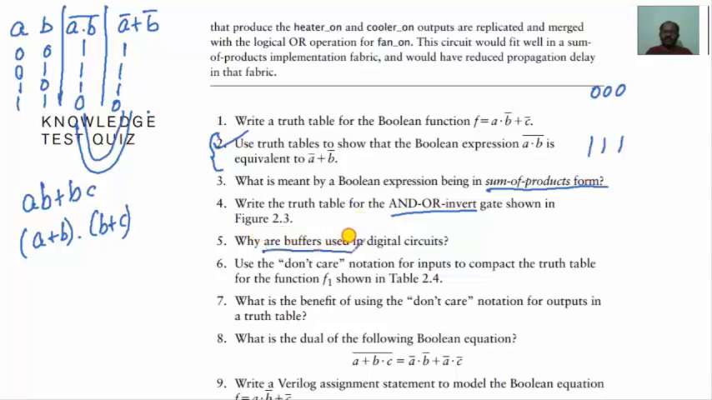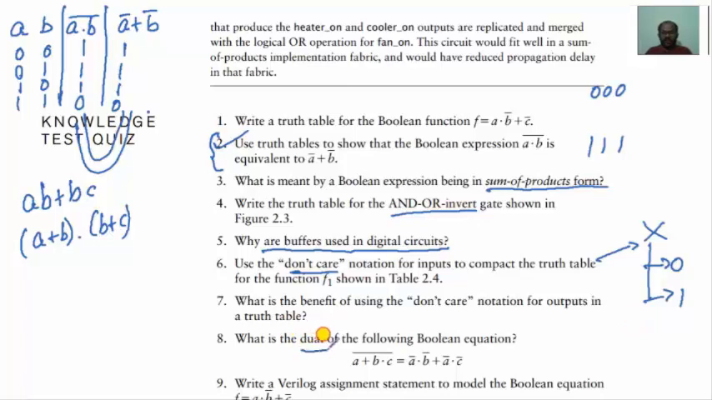Why are buffers used in digital circuits? Buffers are used to store the information. The microprocessor has to interact with the slower peripheral device, and at that time it is going to make use of buffers. Use of don't care: don't care means you can consider the don't care values. Don't care is represented as x. X can take 0 or it can take 1 also. So don't cares are used for simplification of logical expressions, and also to reduce the cost of the circuit.